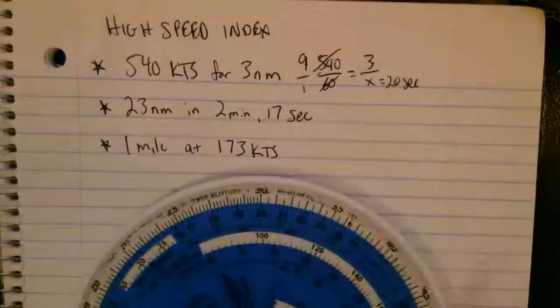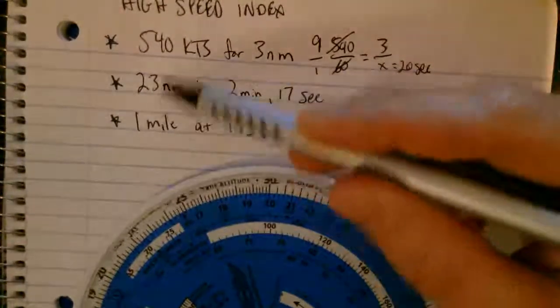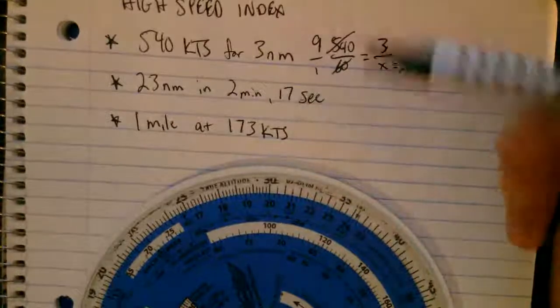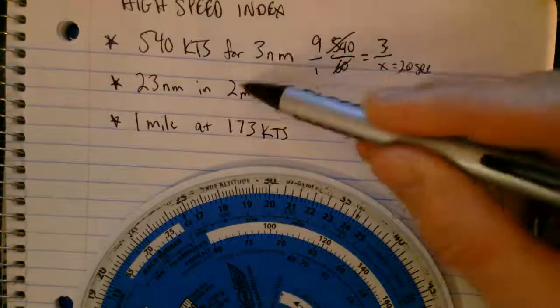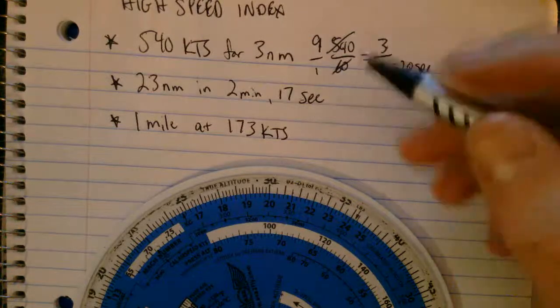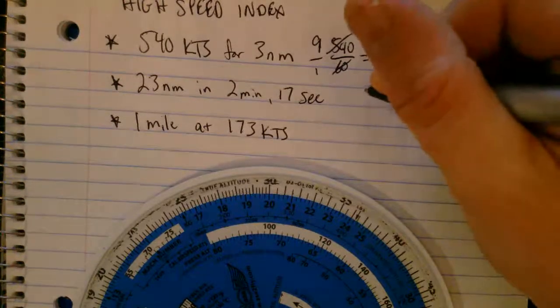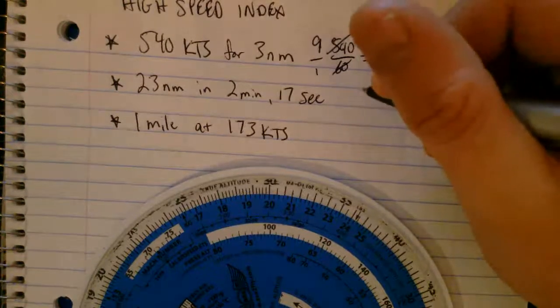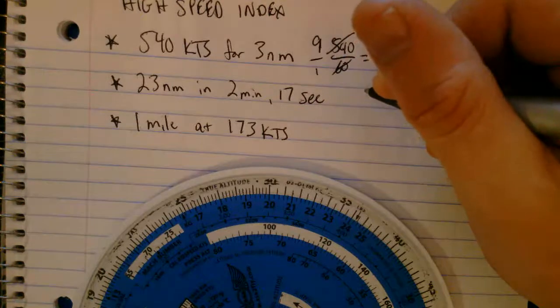Excellent. All right, we got the first one done. Now the second one: 23 nautical miles in 2 minutes and 17 seconds. So you're given minutes and seconds. You can estimate using minutes and then solve with seconds. And that seems fairly reasonable, right?